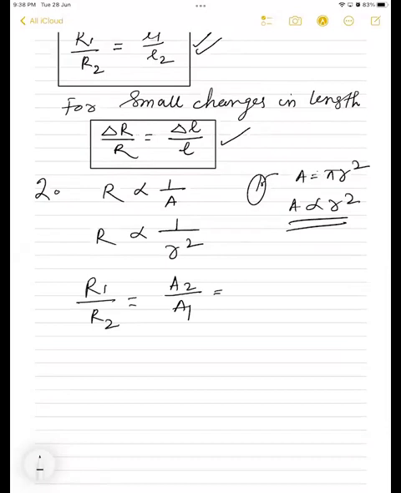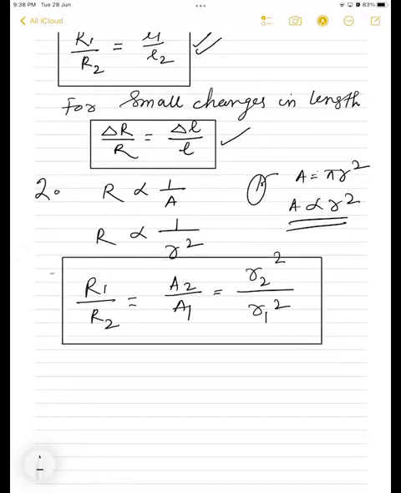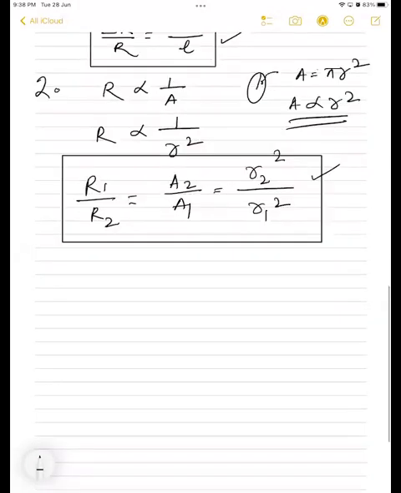And A2 means pi R2 square. So we can write here R2 square, radius of the area of the second conductor, and R1 square. Are you getting, student? You are going to get numericals on this, right? Understood? And student, for small changes in area, right?